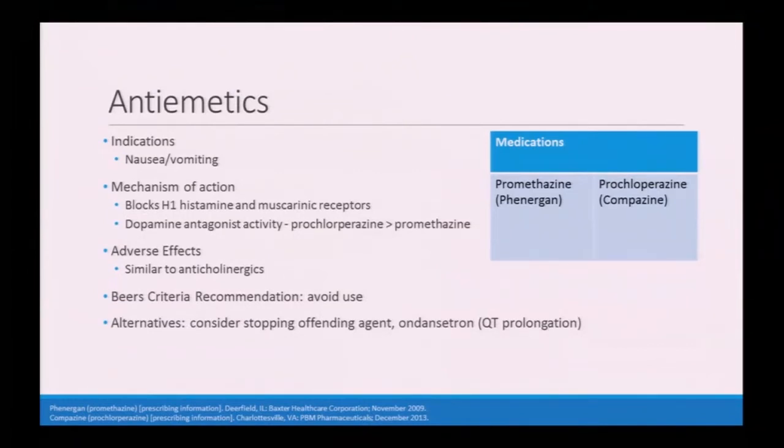Adverse effects of these medications are very similar to that of anticholinergics. So you see the same increased risk of falls and confusion, altered mental status. So because of that, the Beers criteria recommends avoiding the use of these medications. Some alternatives you could think of consider stopping the offending agent that's causing their nausea or vomiting, or utilizing a medication like Zofran, which can be more beneficial as far as side effects go, but you have to watch for QT prolongation.